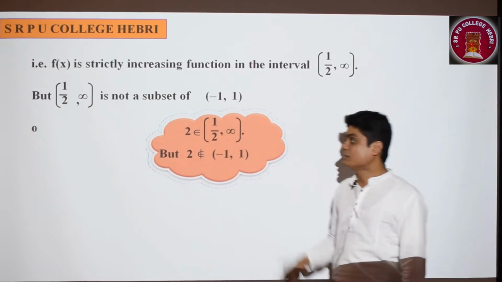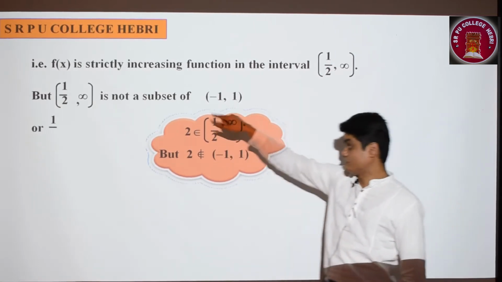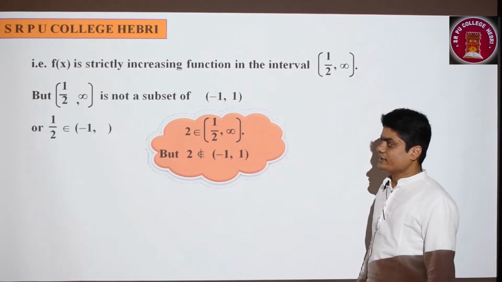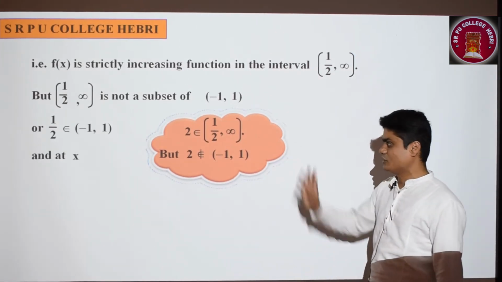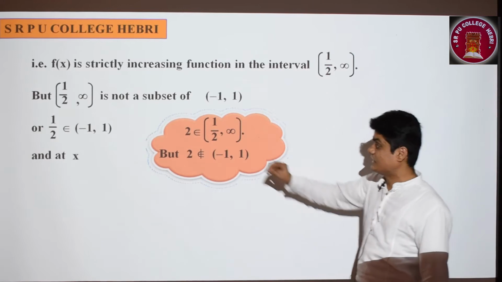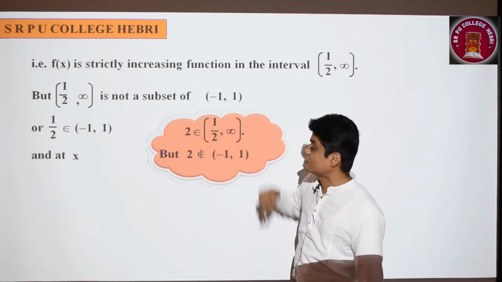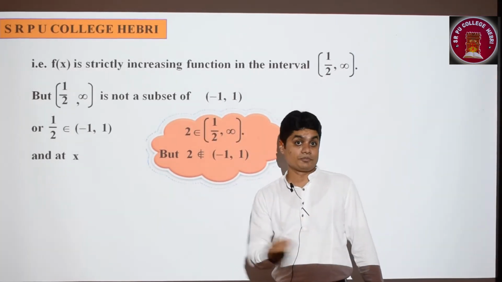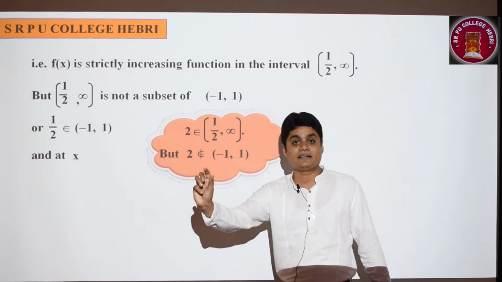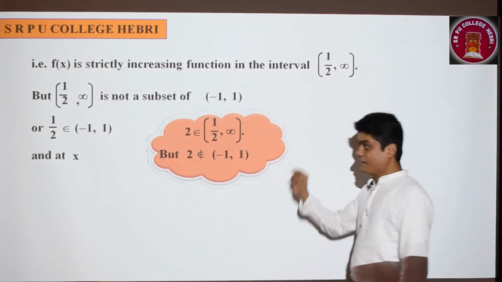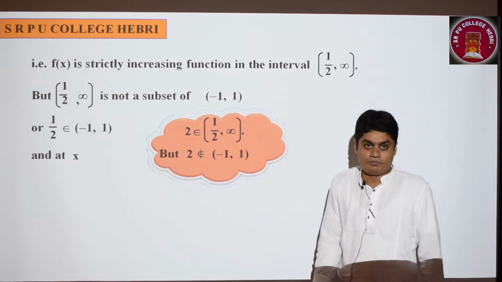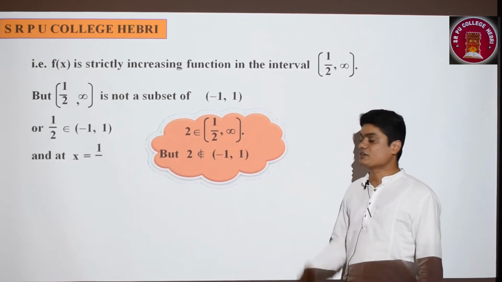So what we can write, and one more very important thing you observe here: half belongs to minus 1 to 1. You can argue here, sir, half belongs to this interval, and we have to prove that it neither increases nor decreases, maybe some part is increasing. No, observe this carefully. Half obviously belongs to minus 1 to 1. Now check what will happen.